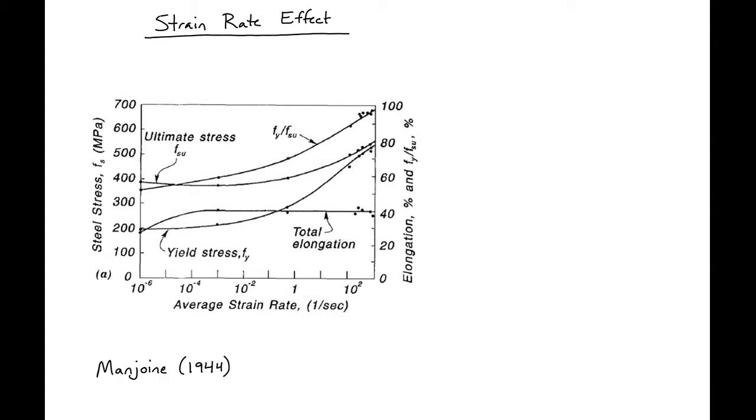Next, we're going to look at the strain rate effect on reinforcement. So here we have a plot with the strain rate on the x-axis and either the steel stress or the elongation percentage on the y. So first you can see that, or we'll mark here, about the difference between where we go from static to dynamic loading.